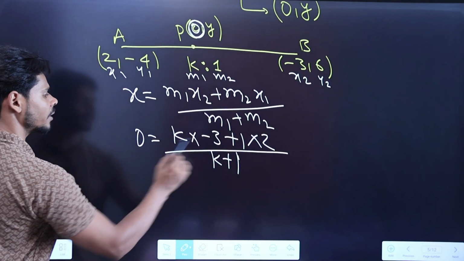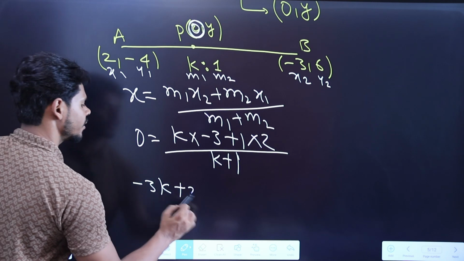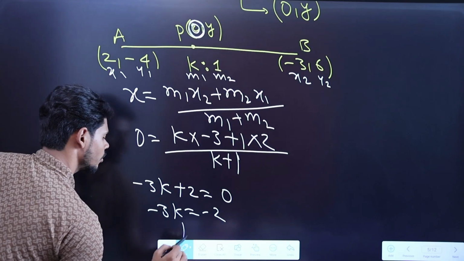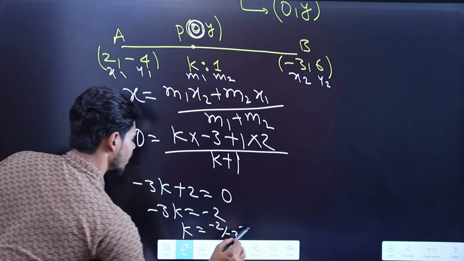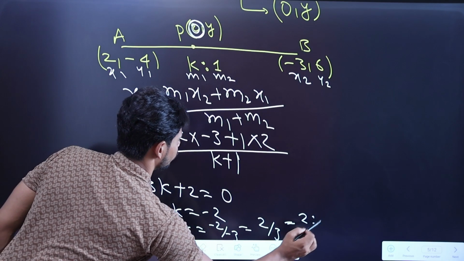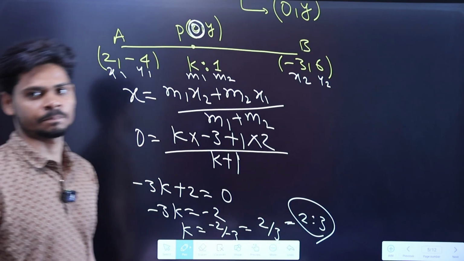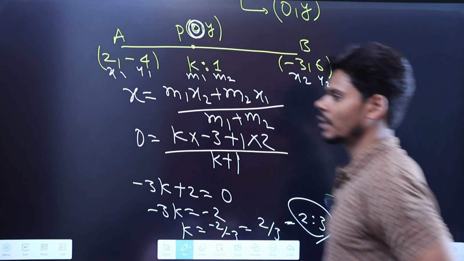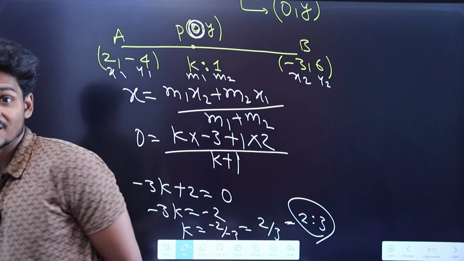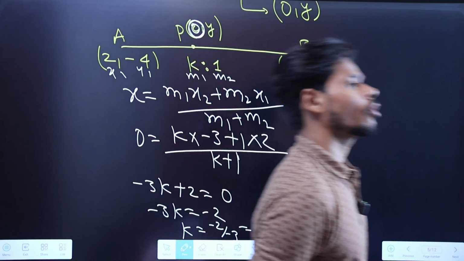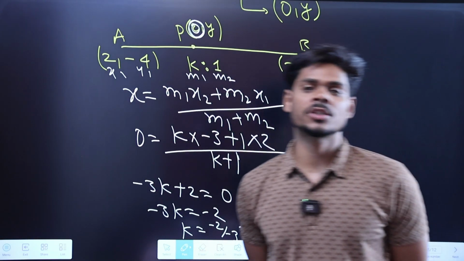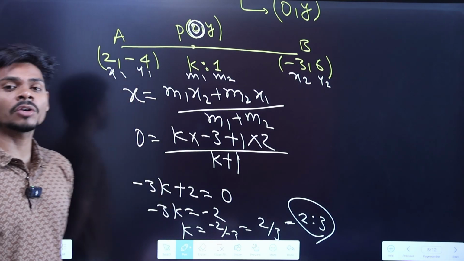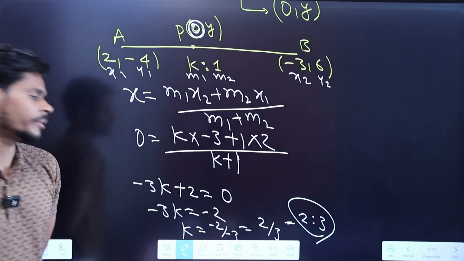If I cross multiply, I will get -3k and this is 2. This will become 0. Now it is -3k = -2, so k is -2 divided by -3, which is 2/3, and it is nothing but the ratio 2:3. So that's your answer. Got it, guys? That's a very basic question actually, but in the last session I took almost 8 to 10 minutes to make you understand. 8 to 10 minutes, guys, remember it. And now I am taking less than a minute, right?